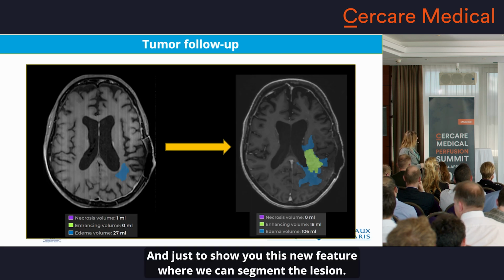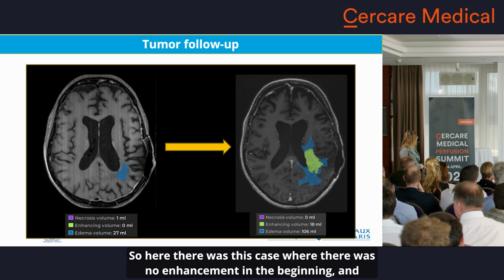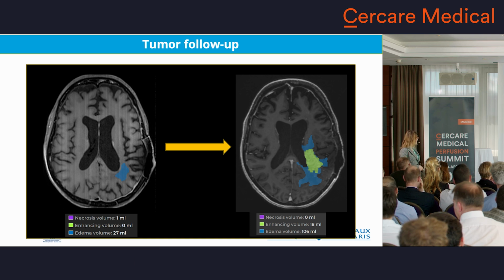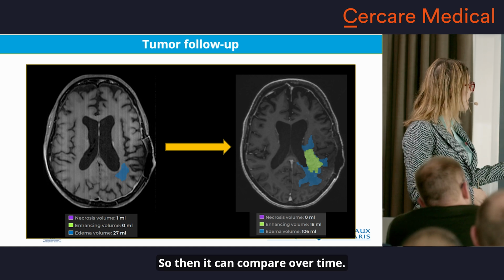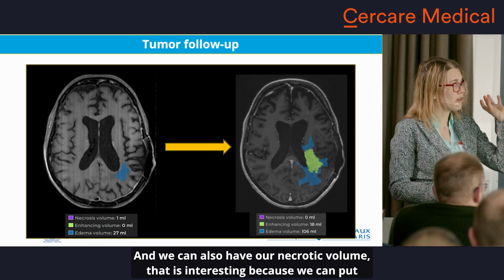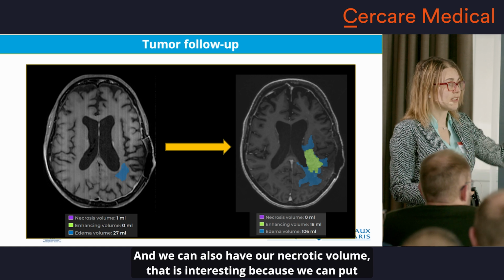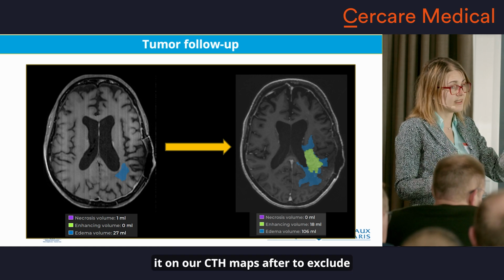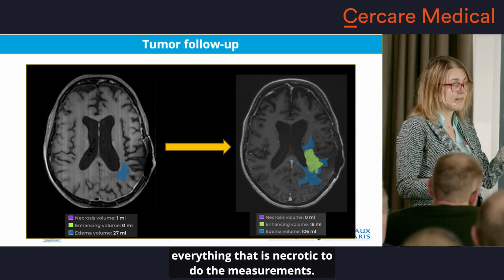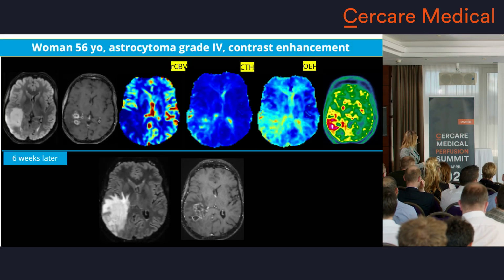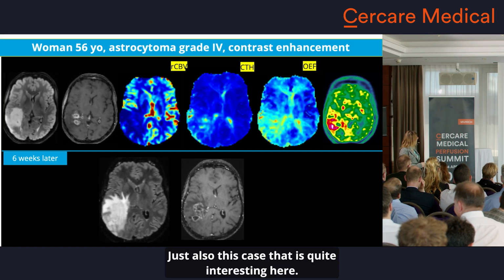And just to show you this new feature where we can segment the lesion. So here there was this case where there was no enhancement in the beginning, and this is the new lesion that is enhancing. So then we can compare over time, and we can also have our necrotic volume. That is interesting because we can put it on our CTH maps after, to exclude everything that is necrotic to do the measurements.